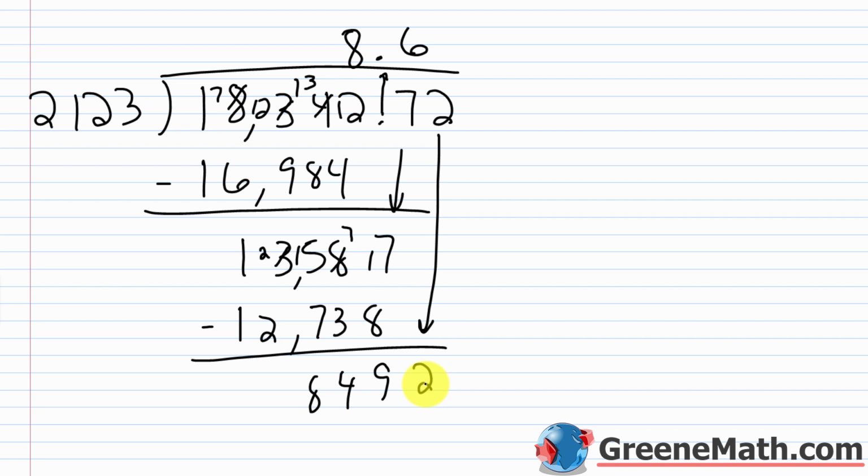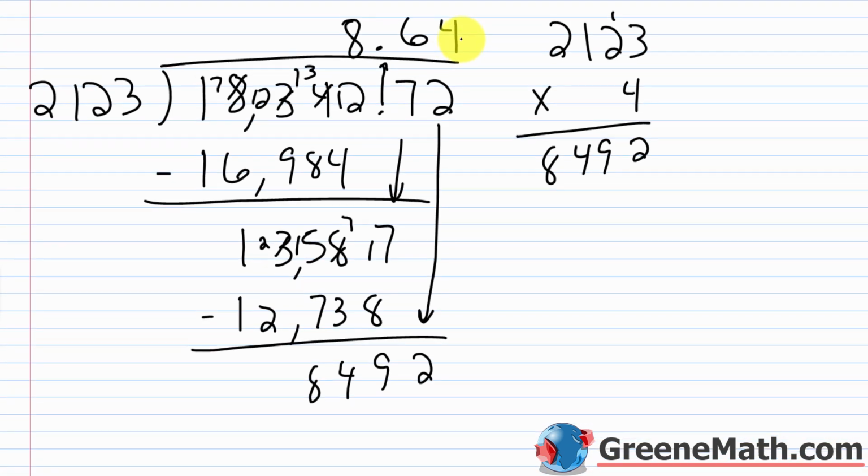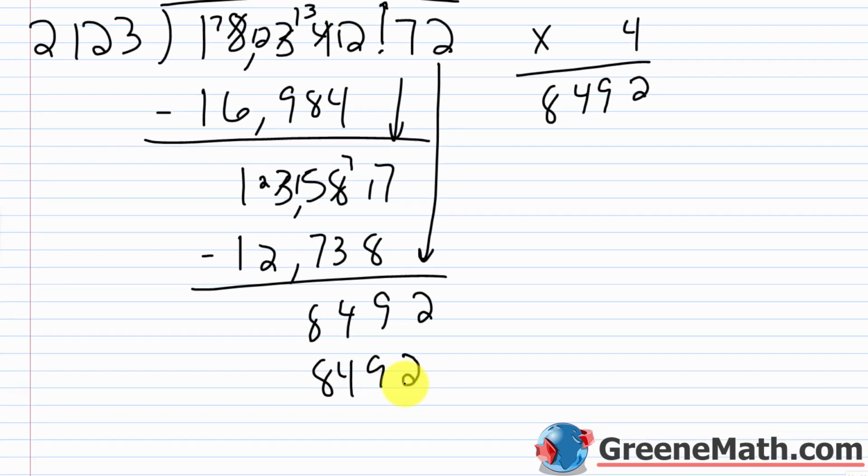So how many times will 2,123 go into 8,492? Well, I'm going to guess 4, right? Because 2,000 times 4 will be 8,000. So let's check that out. What would 2,123 times 4 give me? 4 times 3 is 12. 4 times 2 is 8, plus 1 is 9. 4 times 1 is 4. 4 times 2 is 8. So 2,123 will go into 8,492 exactly 4 times. 4 times 2,123 is 8,492. Subtract, and we will get 0, and we are done.